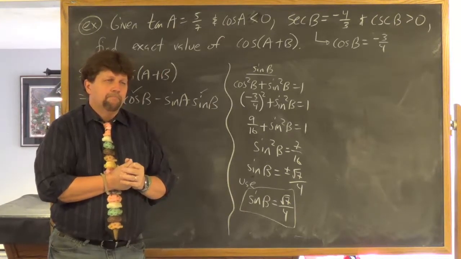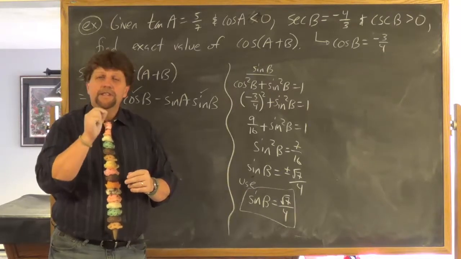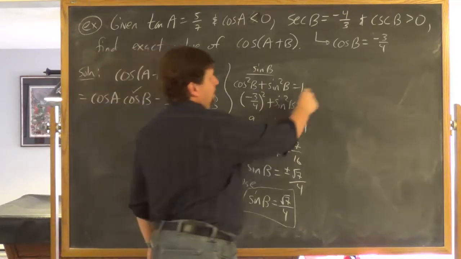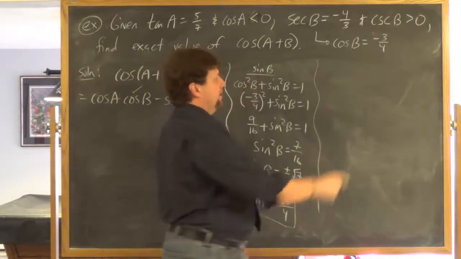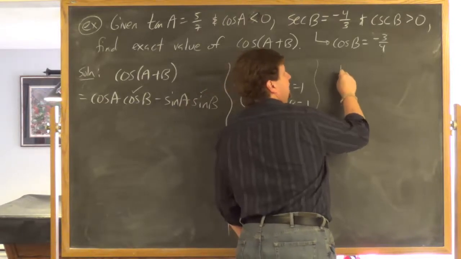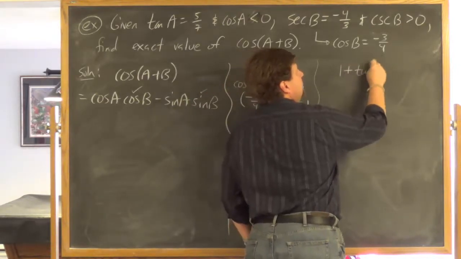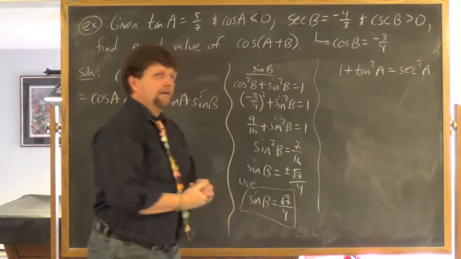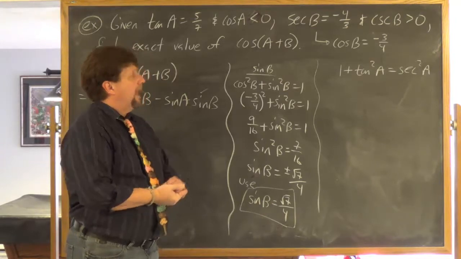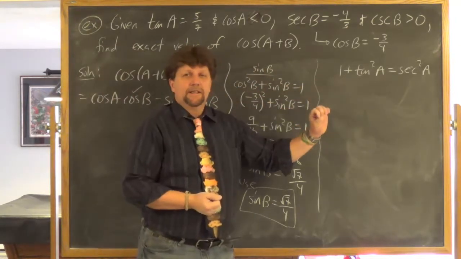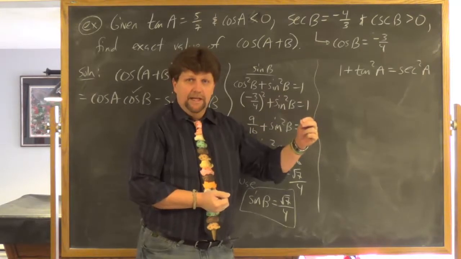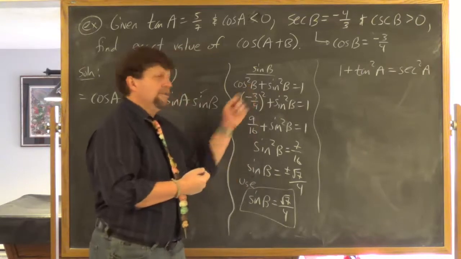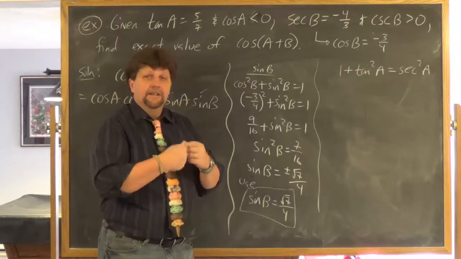If I know the tangent, it seems like there's another Pythagorean identity. Let's analyze what's happening with angle A over here. I know that the Pythagorean identity, 1 plus tangent squared, is secant squared. I can now determine what secant is, which will tell me what cosine is, because secant and cosine are reciprocals. And then once I know cosine, I can use the other Pythagorean identity to get sine.